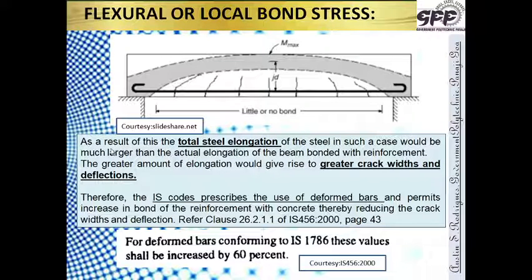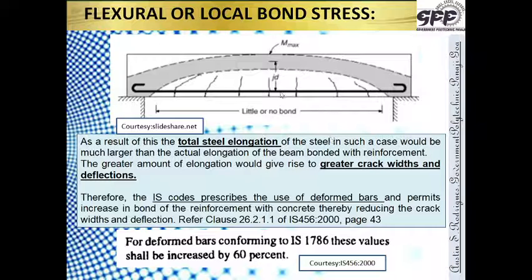As a result of this, total steel elongation, as we have seen, this bar is subject to the bending moment which is coming on it. The force coming on this is due to the bending moment, that is the force multiplied by the lever arm equals the external acting bending moment. Now as a result, the total steel elongation in such a case would be much larger than the actual elongation of the beam bonded with reinforcement.